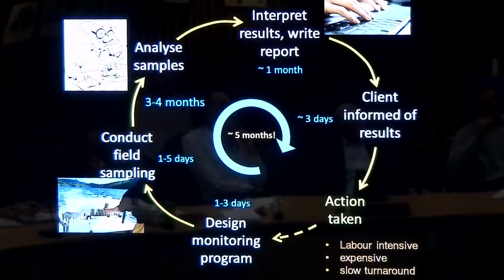So it is a labor-intensive technique. It is also expensive, costing about $350 per sample for just the taxonomic analysis. And so there is a clear need for more rapid and cost-effective techniques.